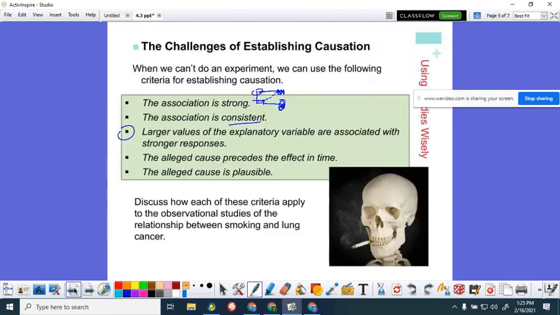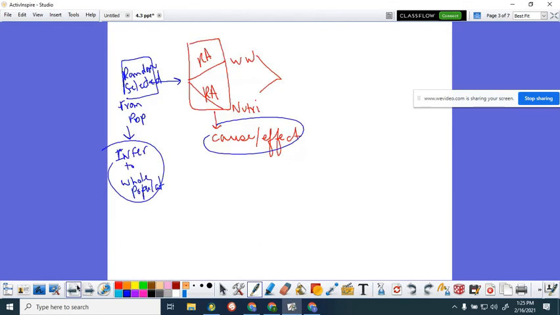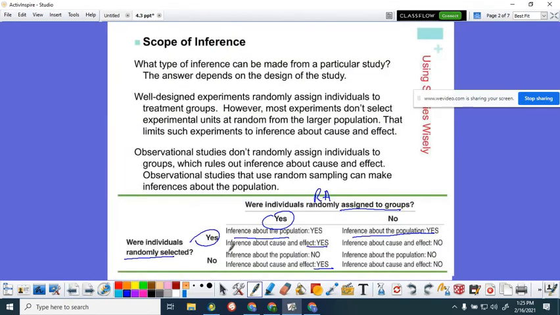This page right here is super important in this section about this cause and effect. So let me say this one more time. If you randomly allocate the people to their groups, you can say cause and effect. If people are randomly selected from the population, you can also infer it out to everybody in the population.